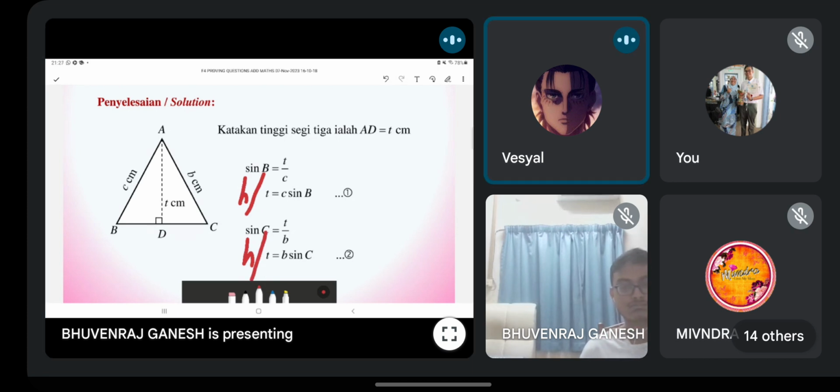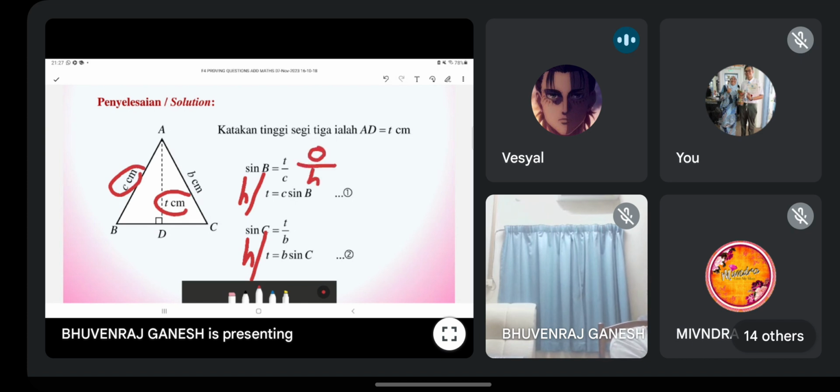Okay. So you know that sine B is equals to T over c because your sine is actually opposite over hypotenuse. If you see your B angle, your B vertex, sine B is actually the opposite, which is T, over hypotenuse, which is c, and you can rearrange the sine B equals to T over c into T equals to c sine B. So you'll do the same for the C. So sine C will actually be opposite T over hypotenuse b, which is actually T equals to b sine C.